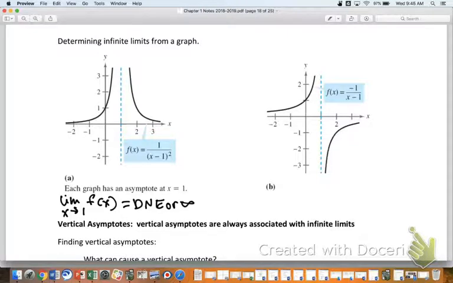Because you can see that as we approach 1 from the left, as we approach 1 from the right, we can see that the y values are increasing without bound. So we're heading towards some non-real number that we have said, hey, that pattern is towards infinity, right?